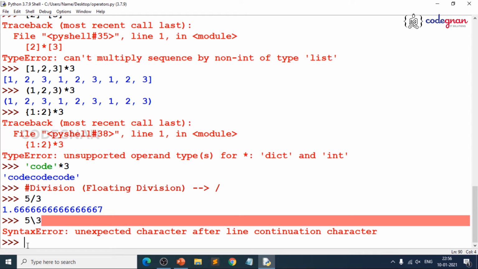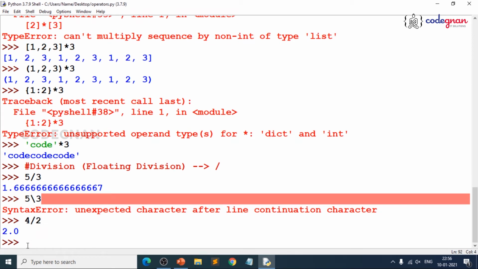So, slash is floating division. Even if the number is divisible, you always get a float value. That is the reason it is basically called floating division. It divides the left operand by the right operand. That is division. So, addition, subtraction, multiplication, division, these 4 are very well known to everyone.